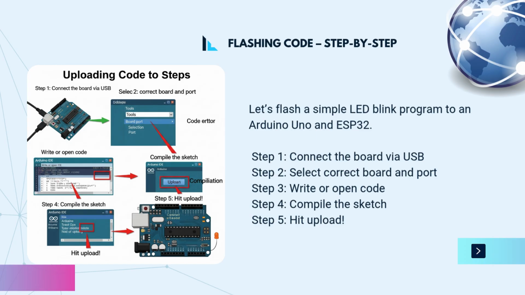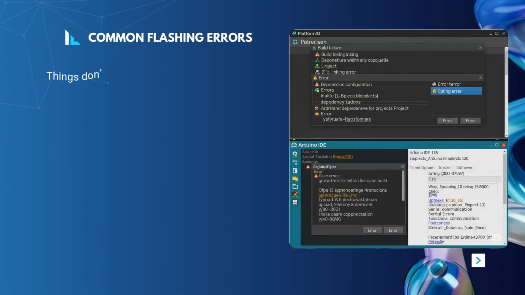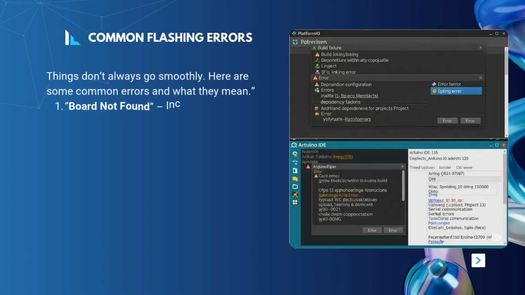And that's it. Your board should now be executing your program. If it's a blink sketch, the onboard LED should be blinking at a regular interval. It's a small thing, but it's your first working embedded system. Unfortunately, things don't always go according to plan. If you've ever seen error messages like "board not found," "upload failed," or "device not recognized," you're not alone.